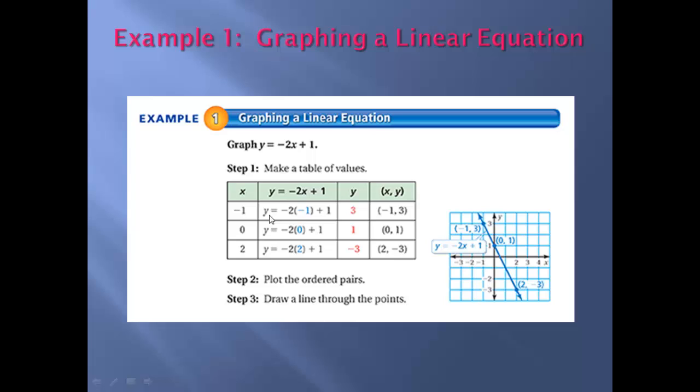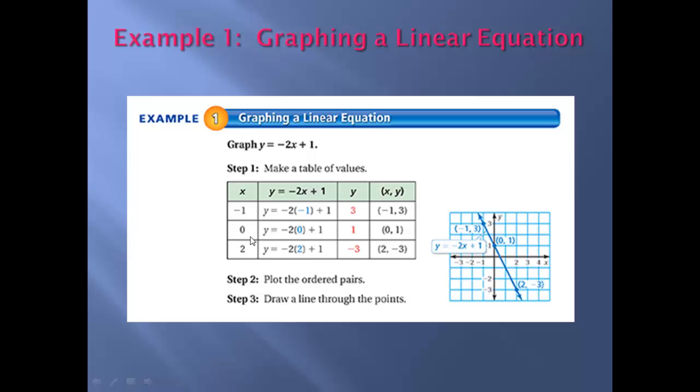In our equation, we have y equals negative 2x plus 1. So instead of the x, we're going to put the negative 1. So we'll have negative 2 times negative 1, and then we do plus 1. Negative 2 times negative 1 is 2, and then plus 1 is 3. So our first ordered pair is negative 1, 3. We write the x and then the y.